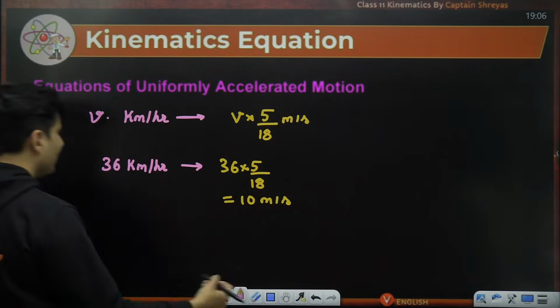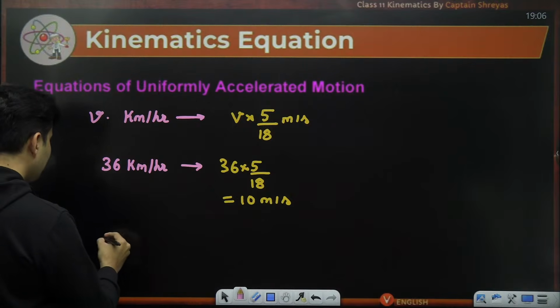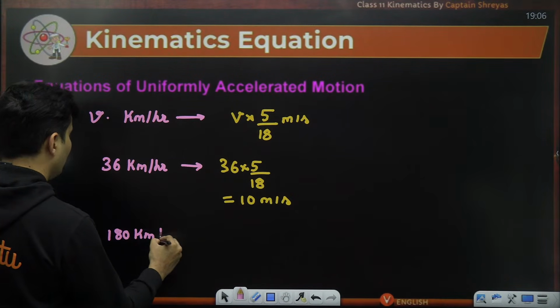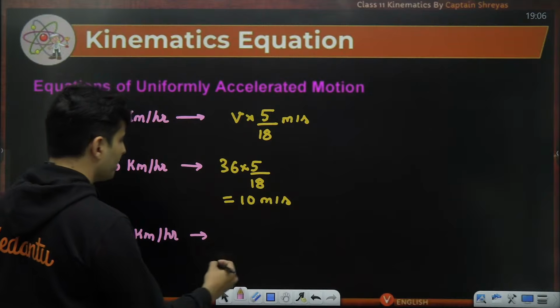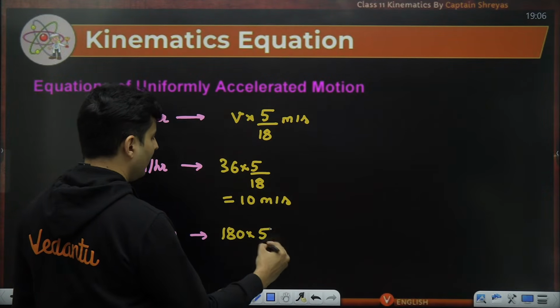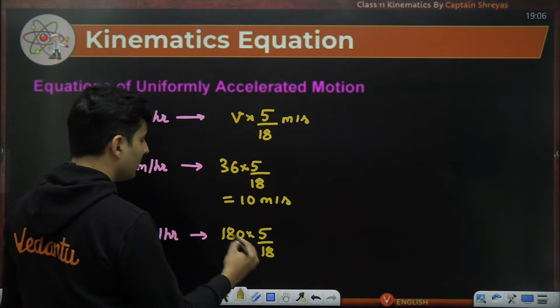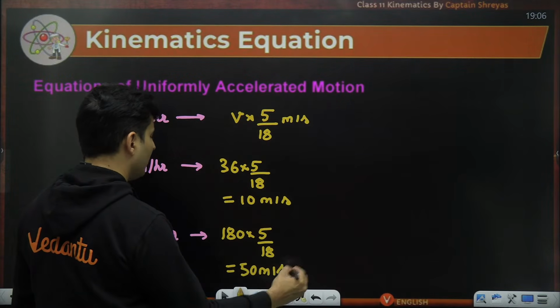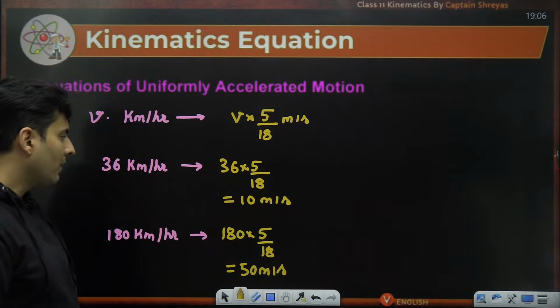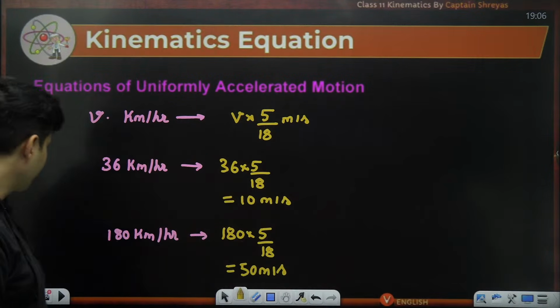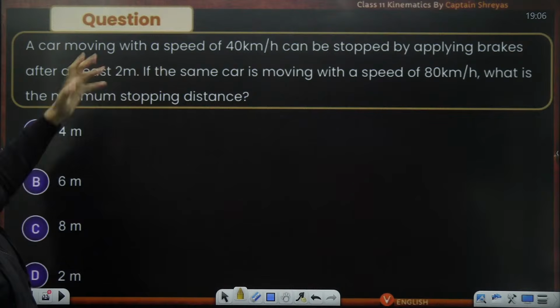Similarly, let's say you tell me it is, I don't know, 180 kilometers per hour, sir. I'm going very high speed. Okay, no issues. So you multiply that 180 by 5 and divide it by 18. So this will go 10 times. 10 into 5 is 50. So 50 meters per second. Okay, everyone, this is how you can solve the questions if you have to do that conversion. And I can see that there is a conversion most likely required.